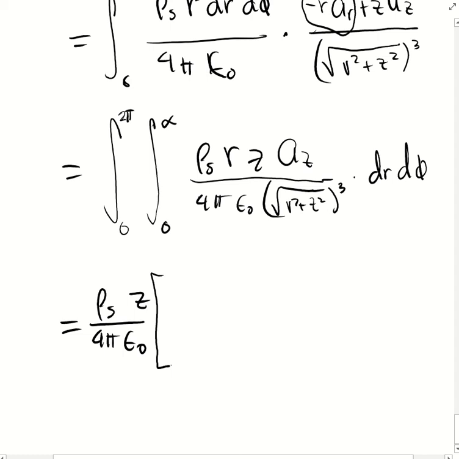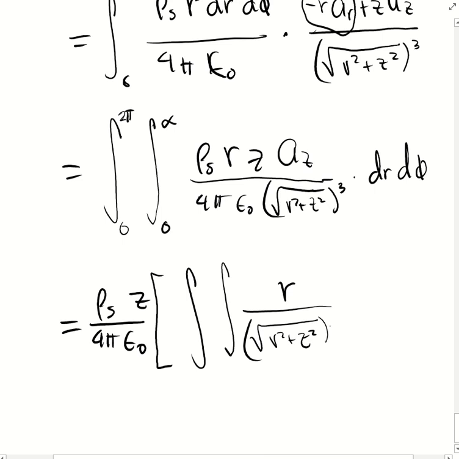Then, isa-isahin natin. Unahin natin, anong matitira dito? Matitira will be R all over the square root of R squared plus Z squared tapos cube. Tapos dr, dv, tapos dito ilagay ko yung az. And this is from 0 to 2 pi, from 0 to infinity.